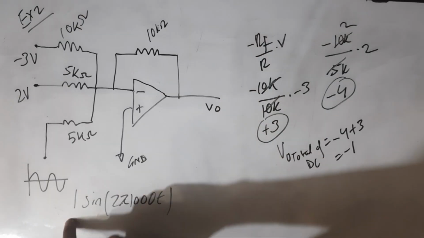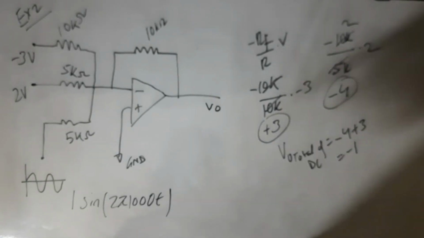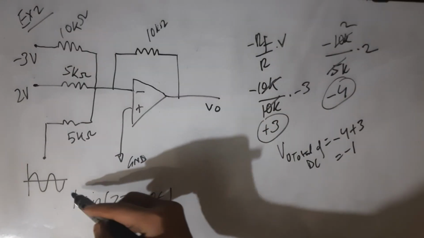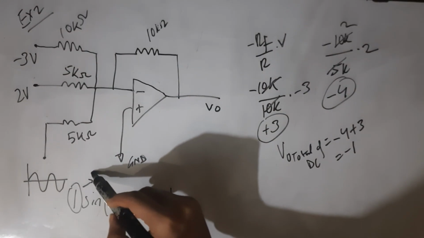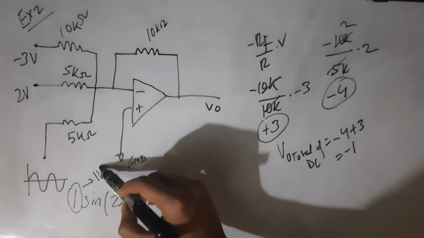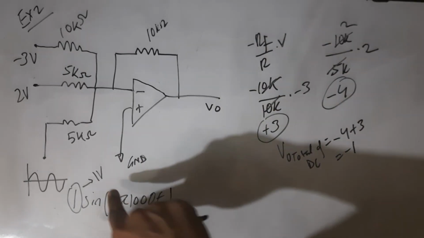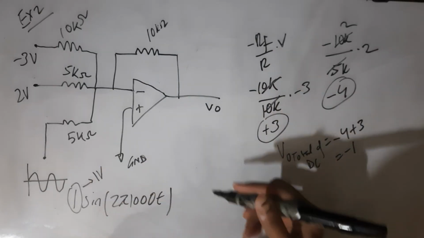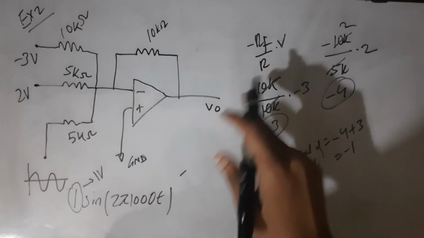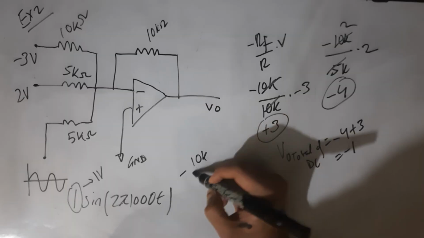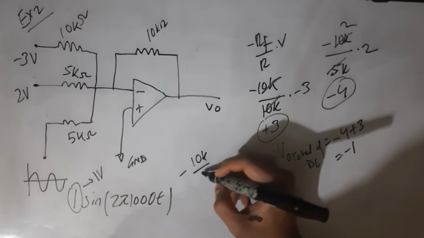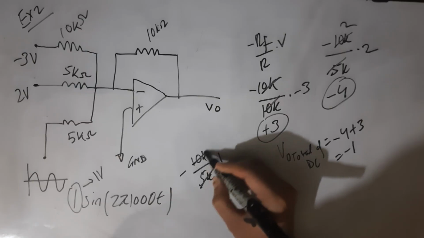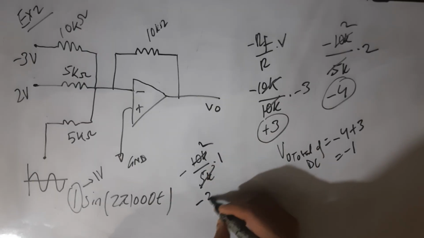Now let's look at the AC waveform. The AC waveform has an amplitude of 1 volt. We consider this amplitude as V in, that means input voltage. So we use the same equation. RF is 10K, R is 5K, multiplied by 1. So we get minus 2.